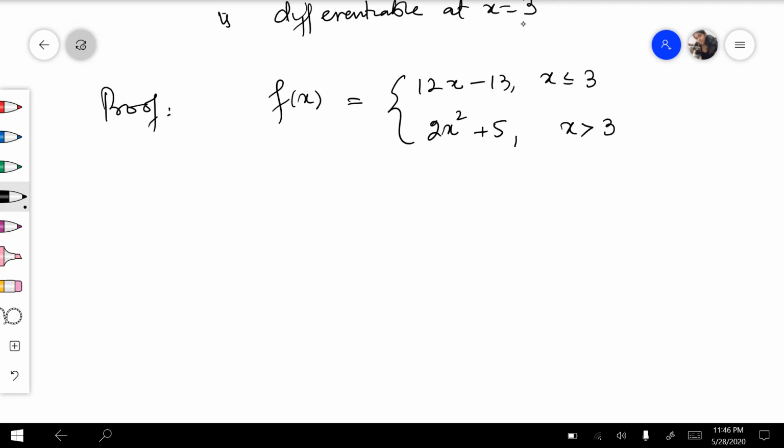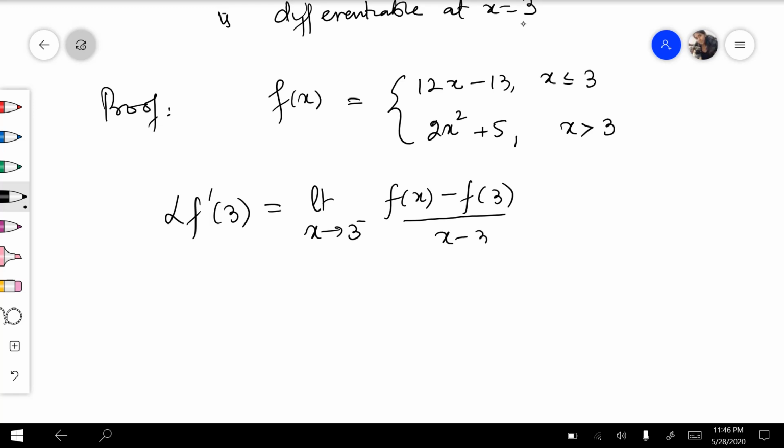और हमें ये बताना है कि ये फंक्शन जो है 3 पे डिफरेंशिएबल है. कोई भी फंक्शन डिफरेंशिएबल होता है किसी भी पॉइंट पे जब लेफ्ट हैंड डेरिवेटिव और राइट हैंड डेरिवेटिव इक्वल हो. तो हम कैलकुलेट करेंगे लेफ्ट हैंड डेरिवेटिव एट 3, which equals limit x approaches 3 negative of f of x minus f of 3 upon x minus 3.